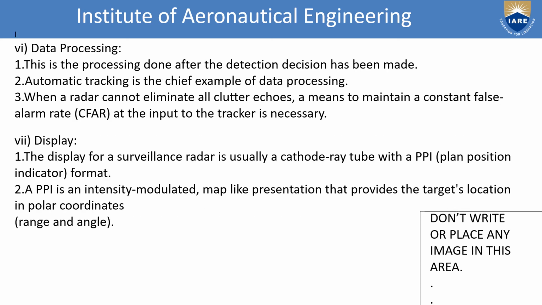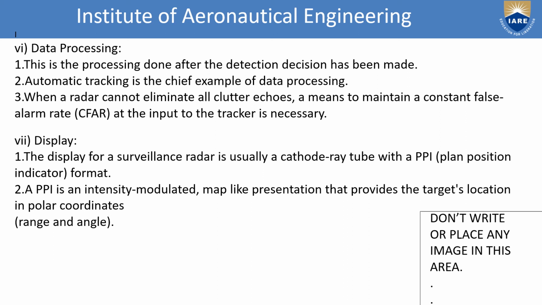Data processing. This is the processing done after the detection decision has been made. Automatic tracking is the chief example of data processing. When a radar cannot eliminate all clutter echoes, a means to maintain a constant false alarm rate, that is CFAR, at the input to the tracker is necessary.